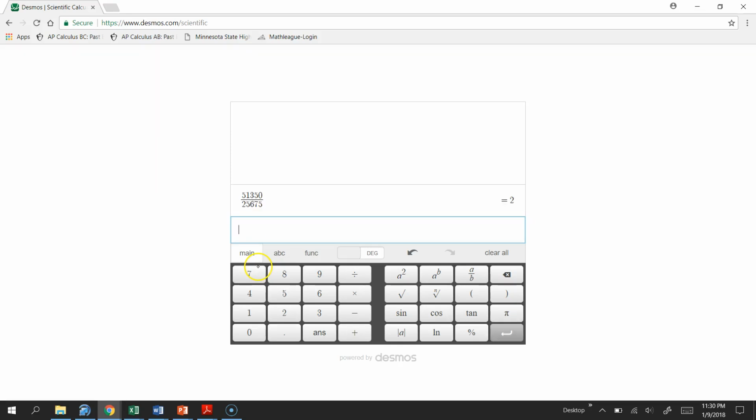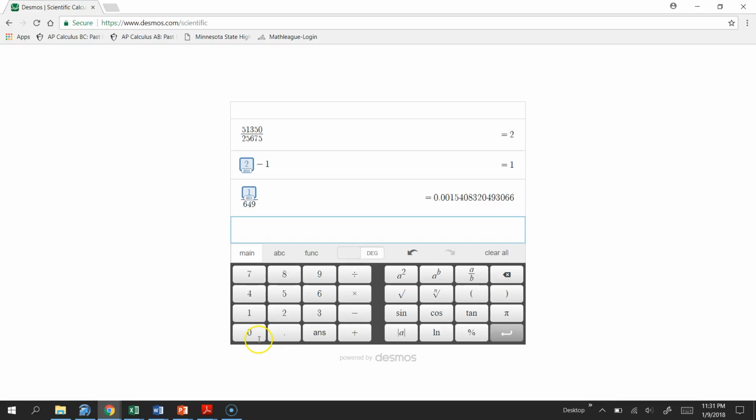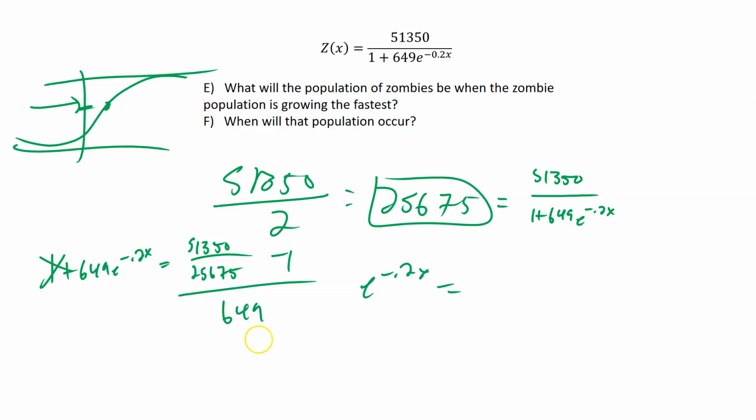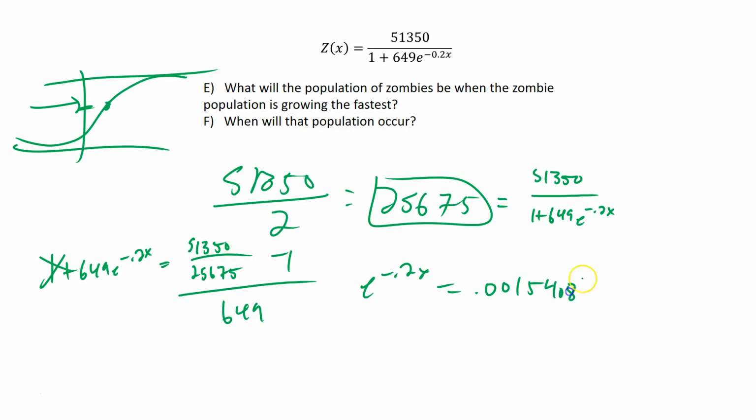And then we're going to take that and subtract 1 from it. And then I believe we're going to divide that by 649. This is going much better. Hopefully I didn't just jinx it. Okay, so 0.0015408, that's what we have right here. Okay, so now we unbump by doing natural log. So negative 0.2x is equal to natural log of 0.0015408. And then we'll divide by negative 0.2.